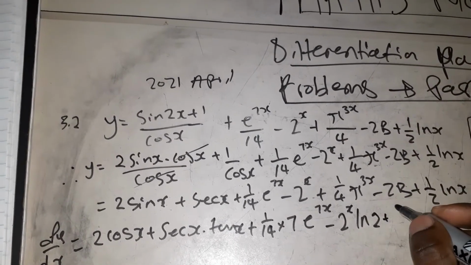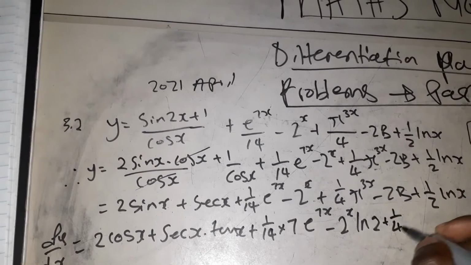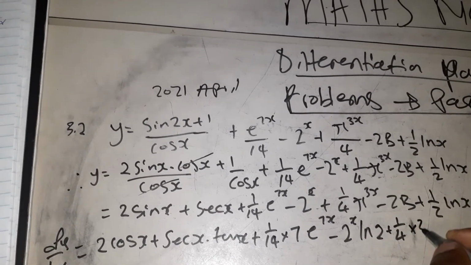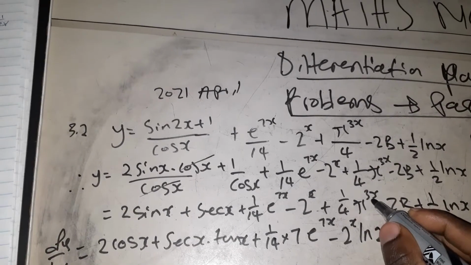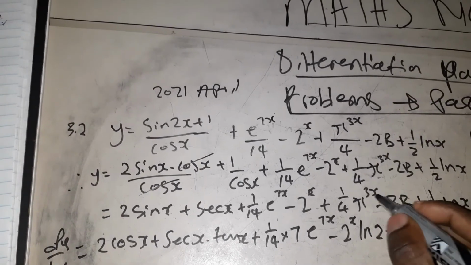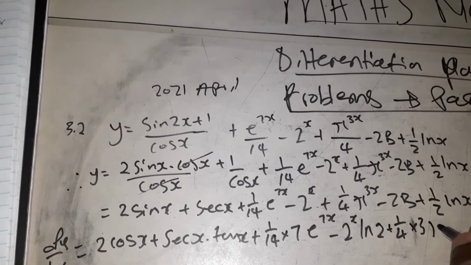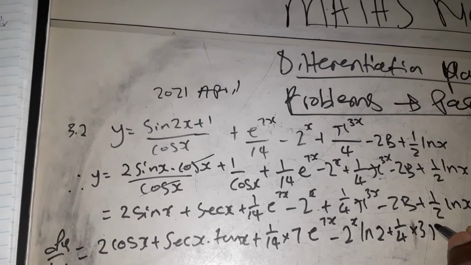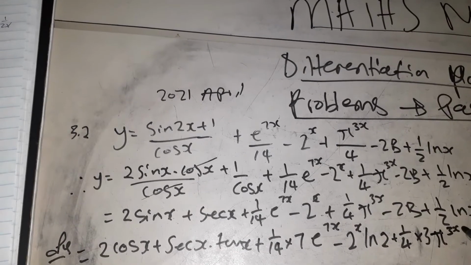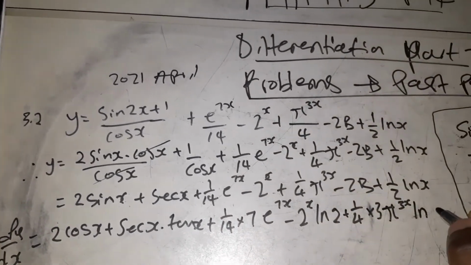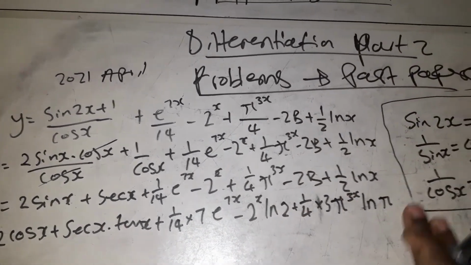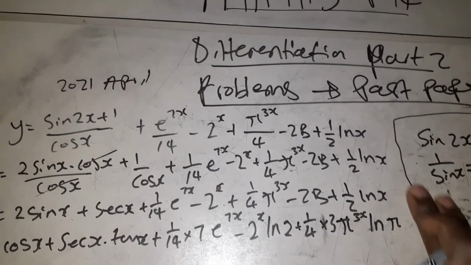Then plus 1 over 4 pi, or 1 over 4 multiplied by 3, because we multiply by the derivative of f of x, and the derivative is going to be 3, and the f of x is 3x. So then we'll have pi, 3 to the power of x, then ln of pi, right?